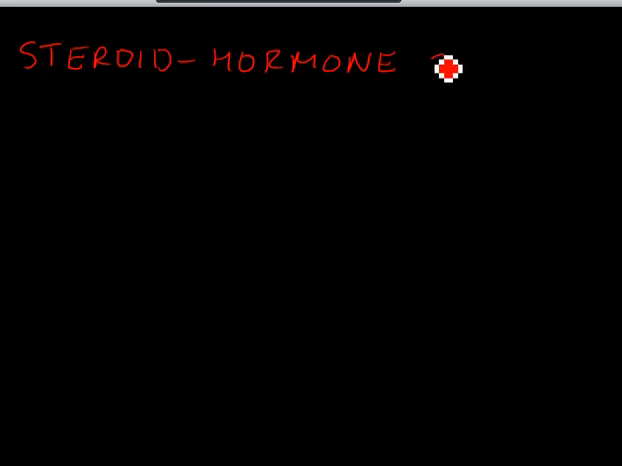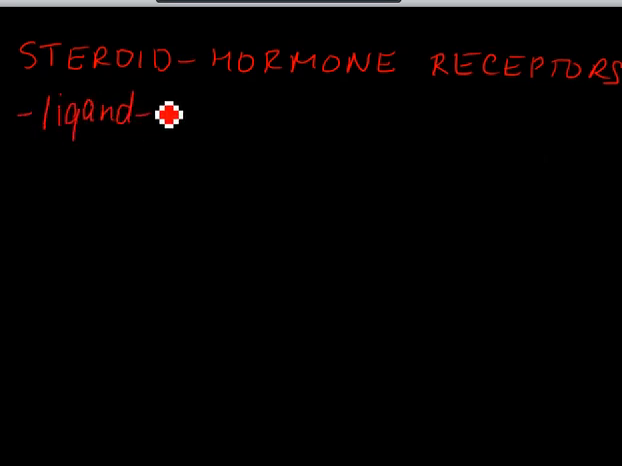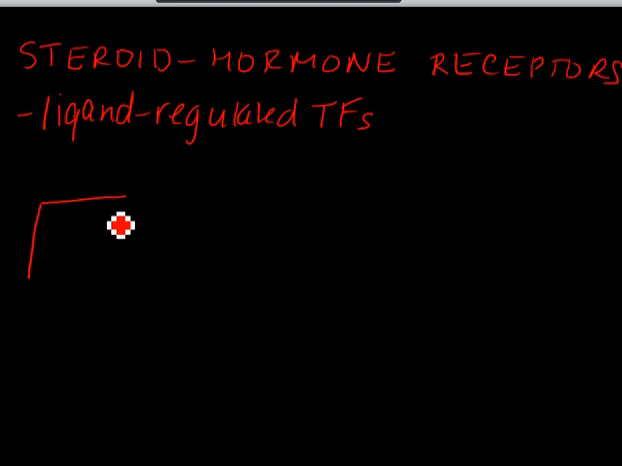The next one is the steroid hormone receptors, and these are kind of cool too. Okay, so what about these guys now? Well, they function as ligand-regulated transcription factors. I'll just try and draw a schematic here.